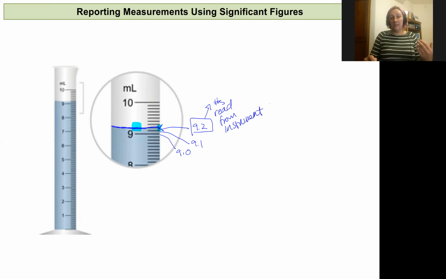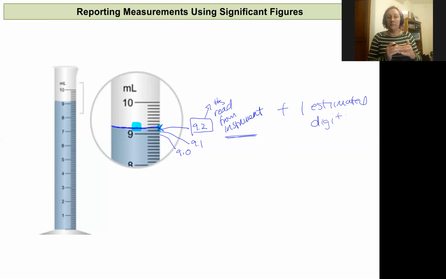And when I'm taking a measurement, I always give the numbers that are read from the instrument plus one estimated digit. Because this line might fall a little above or a little below that 9.2 marking. If it falls halfway in between the 9.2 and the 9.3 marking, I would say 9.25. I'm guessing where it is. Right now, it looks to me like it's right on that line.